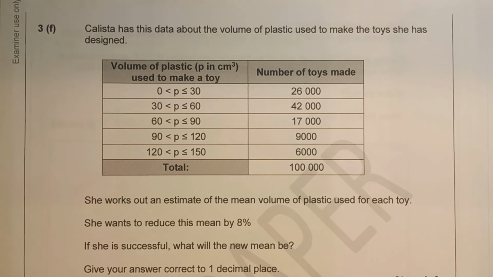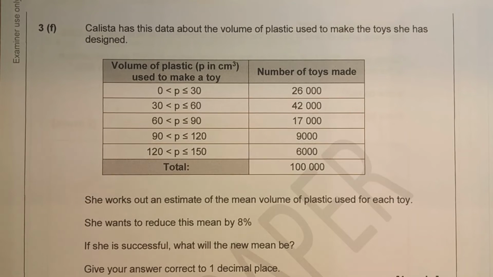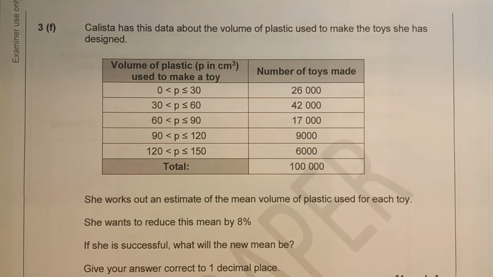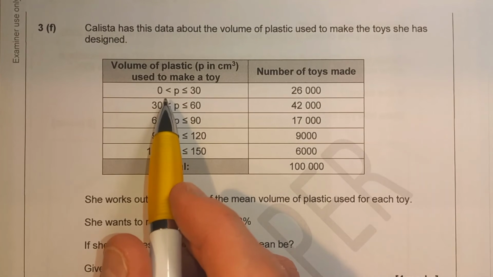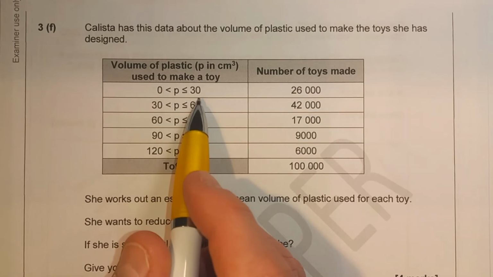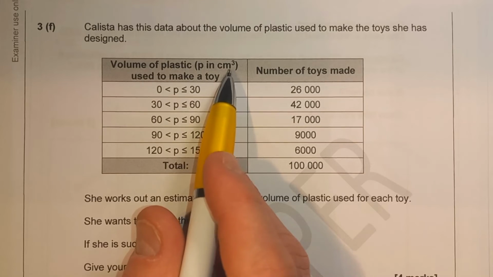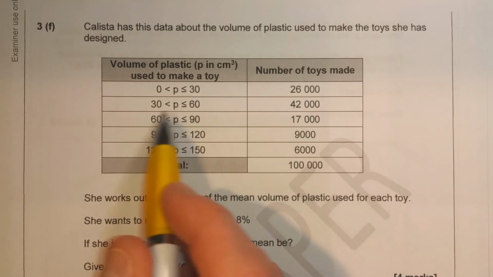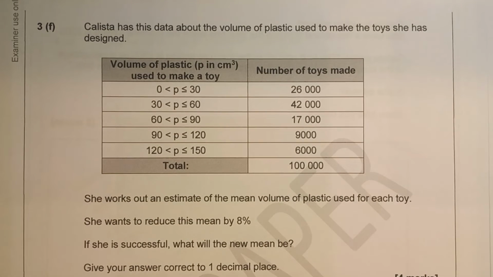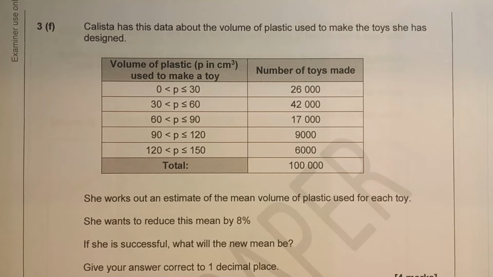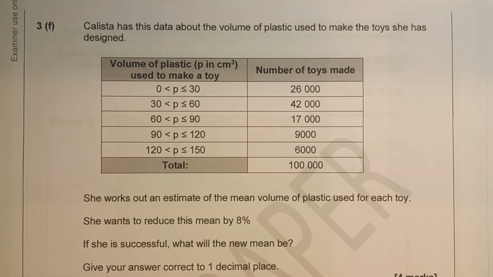3F. Callista has this data about the volume of plastic used to make the toys she has designed. So 26,000 toys used a volume of plastic between 0 and 30 centimetres cubed. Okay, for 42,000 it was more, and you get the different values for the different number of toys made. She works out an estimate of the mean volume of plastic used for each toy. She wants to reduce this mean by 8%. If she is successful, what will the new mean be?